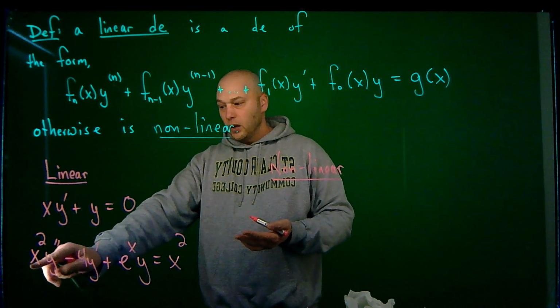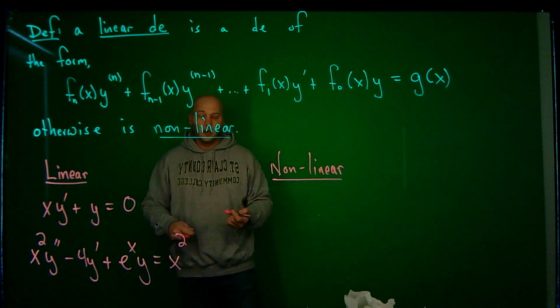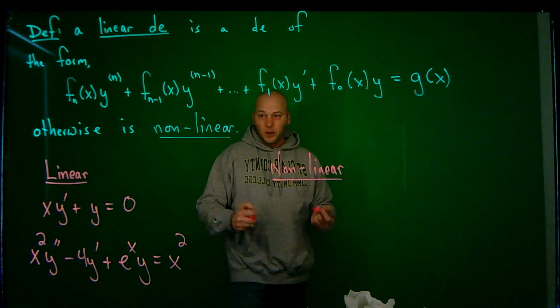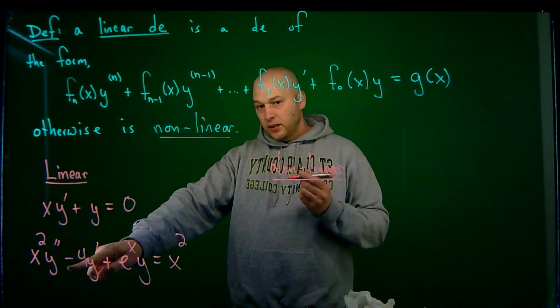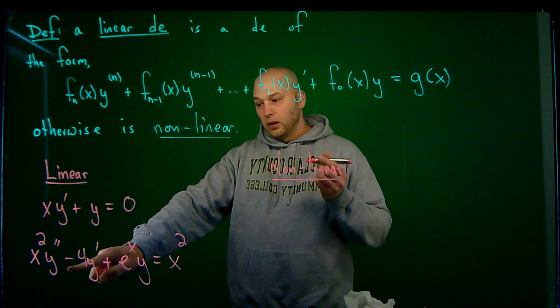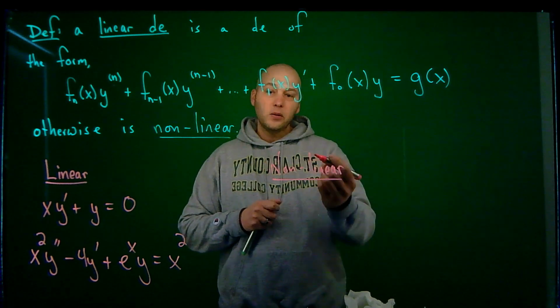Y double prime, coefficient depends on just x. Those are all examples of linear equations. Using multiple terms that we've used, this would be a second order linear ordinary differential equation. Now let's go to nonlinear.